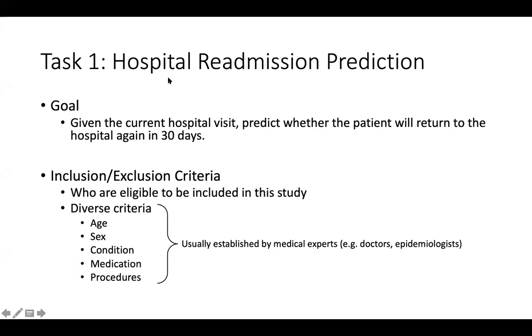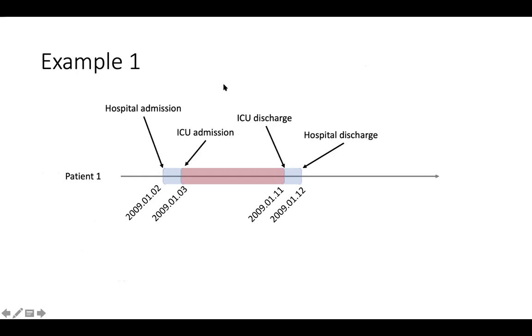So, back to the hospital readmission prediction scenario. There are a lot of scenarios. First, let's say this is patient number 1, and we want to do hospital readmission prediction based on this record. For this patient, all we have is this record. On 2009 January 2nd, this patient was admitted to the hospital. Then on January 3rd, this patient went into the ICU, or intensive care unit.